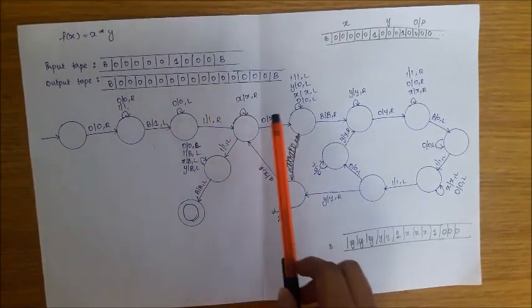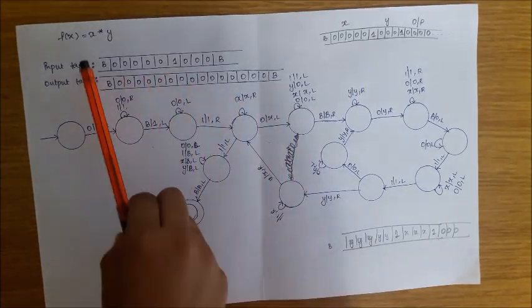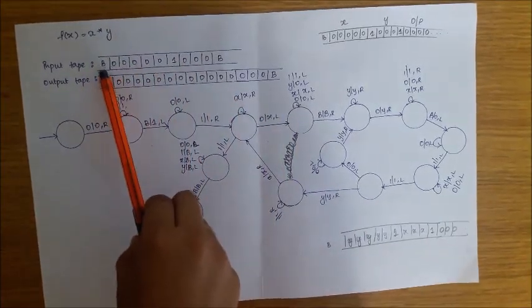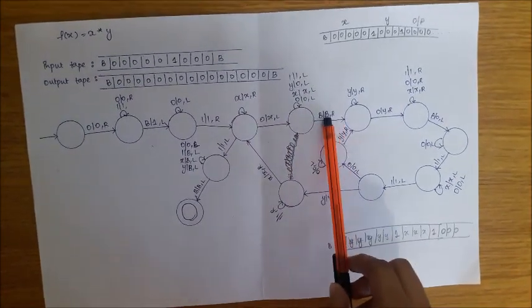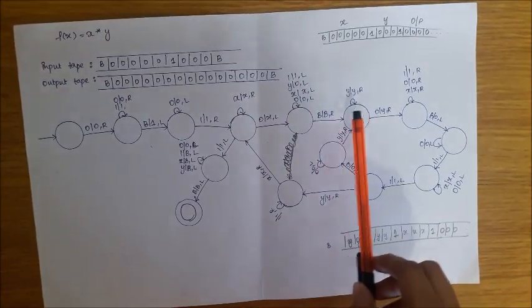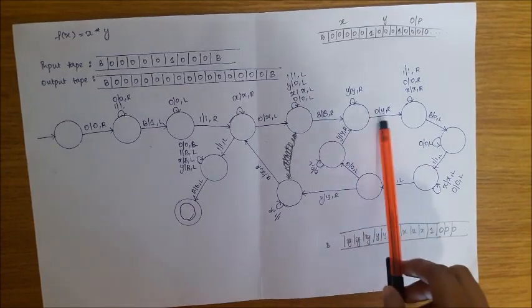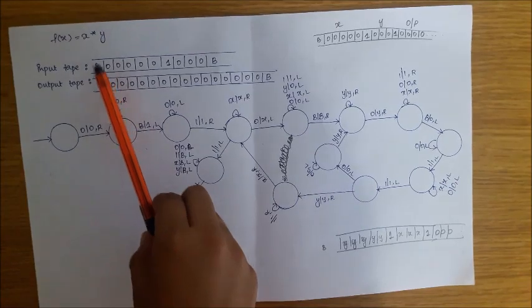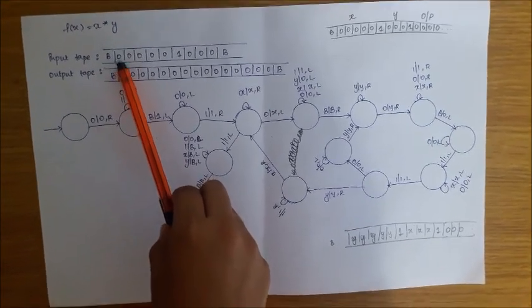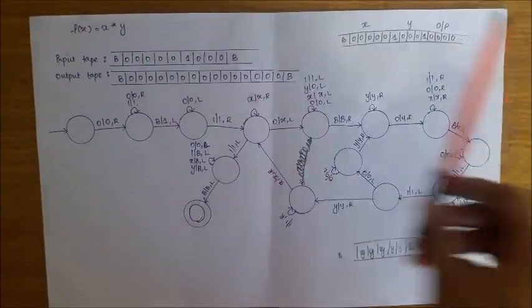Once this 0 is replaced with x, the pointer moves left again and finds the 0 which is next to the blank. It ignores all the symbols until it finds a blank. Once it finds a blank, it moves right again to replace the 0 with a y. This 0 is now replaced with y. After this is replaced with y, this 0 is added to the output string.